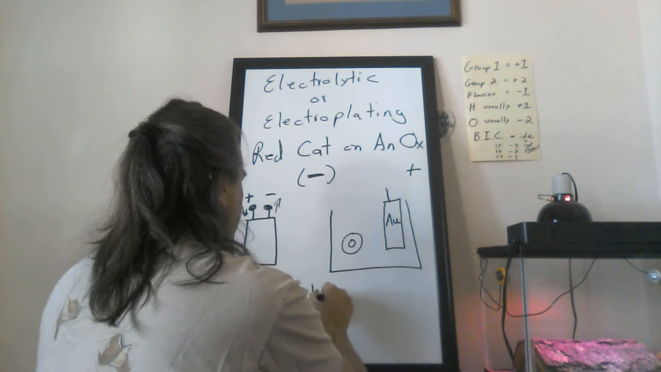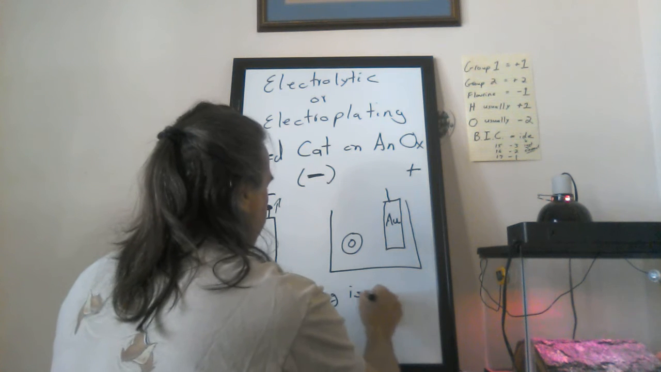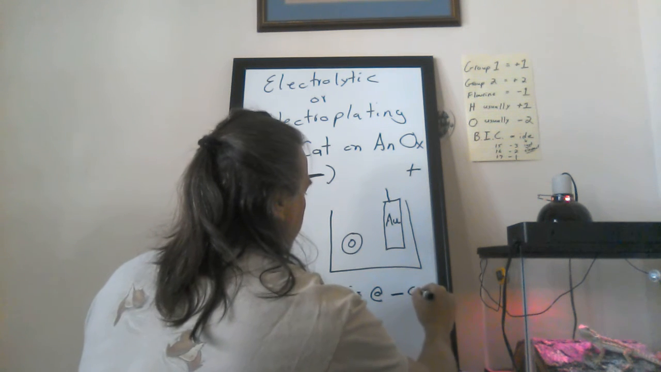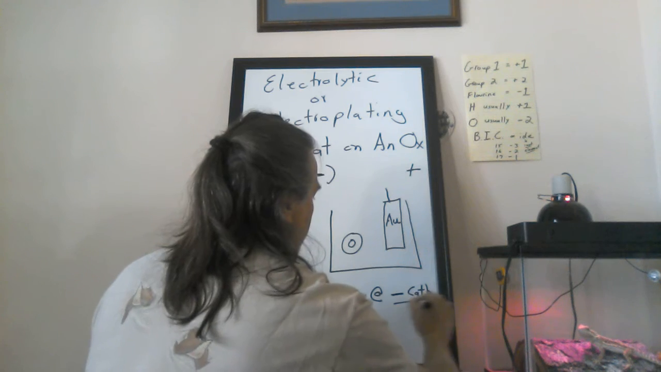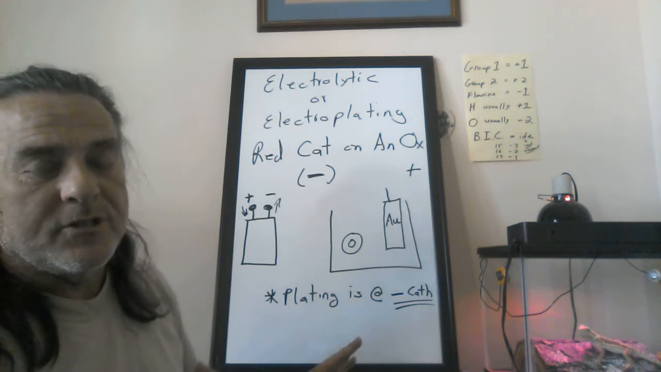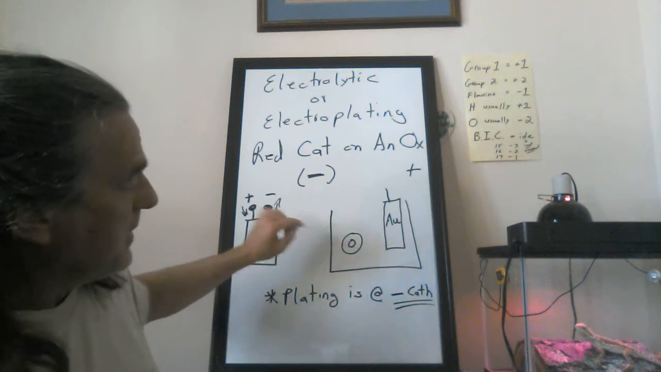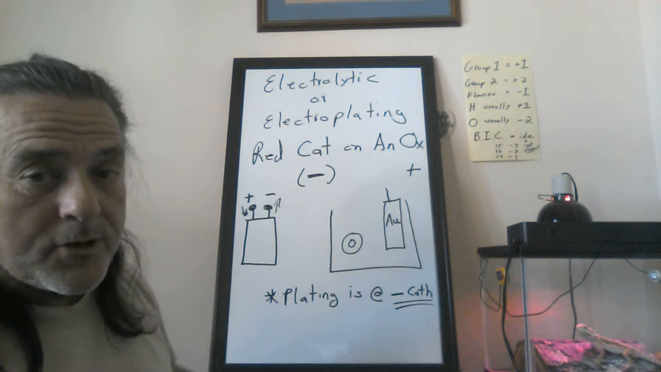Plating is at the negative, which is the cathode. Plating occurs at the cathode, which is negative in the electroplating cell. Not the battery, that's the opposite, but here, the metal is going to be reduced.